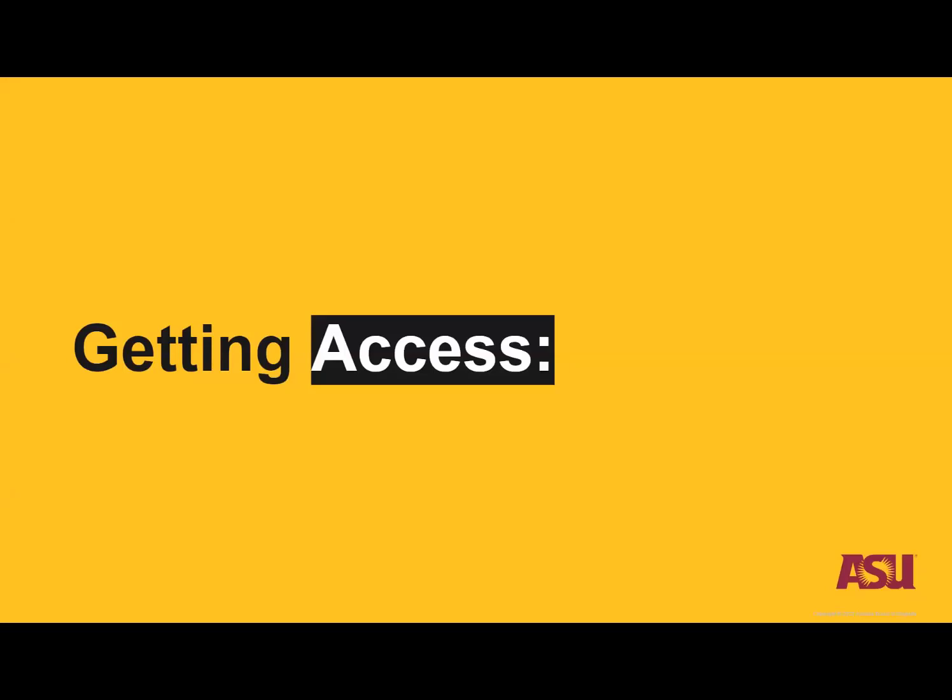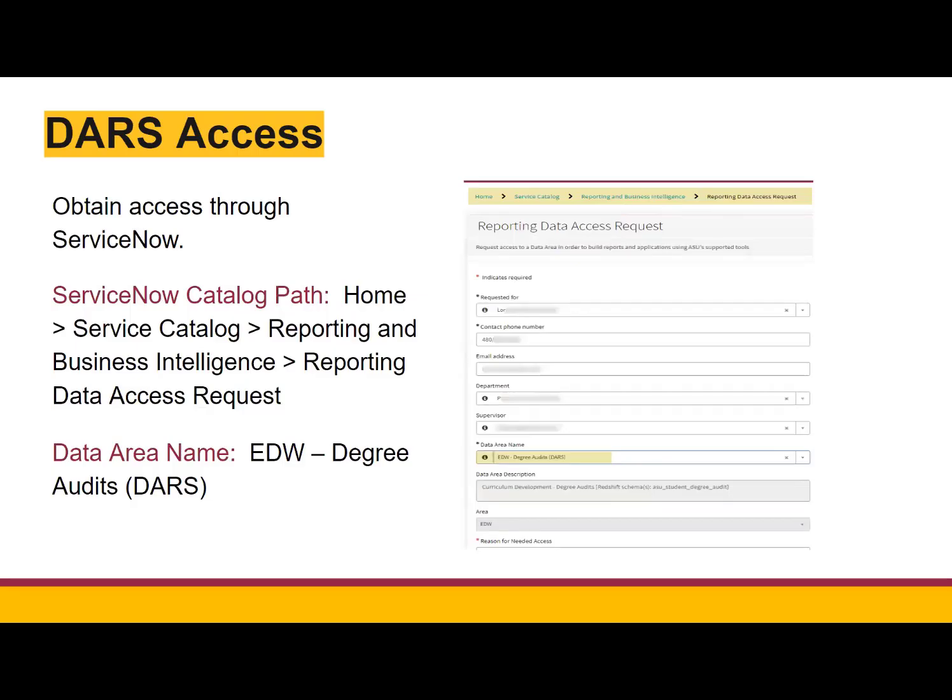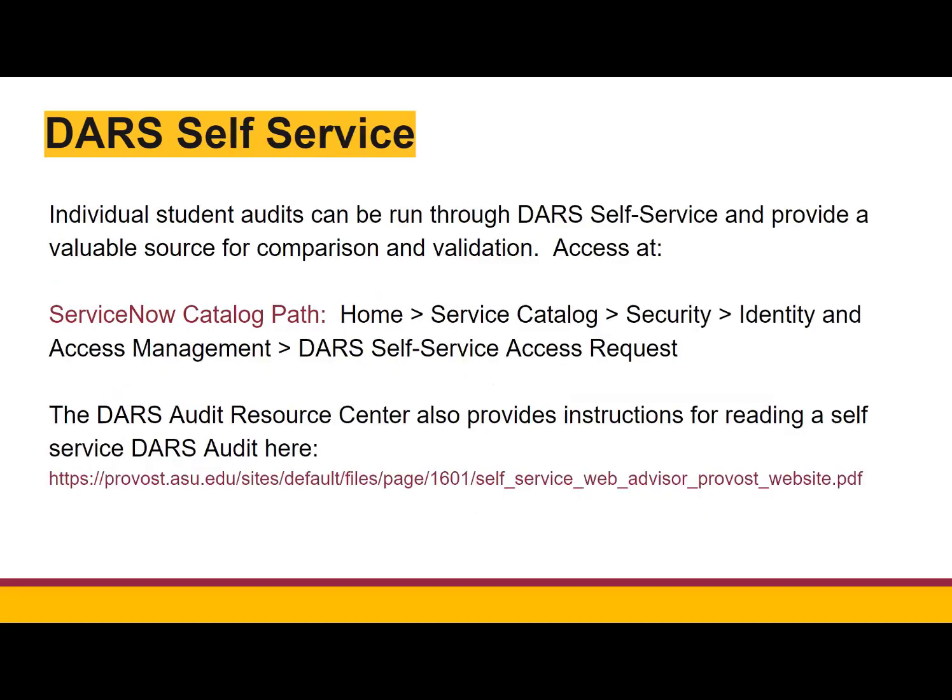Access, and I'm done. This is how you access our data. You can go to ServiceNow, go to the reporting data access request, and use the data area degree audits. This is also how you get to our self-service. It'll be in the report because somebody else might be covering it. It is here with some links, and there's a link on how to read a self-service audit. And that's all I've got.